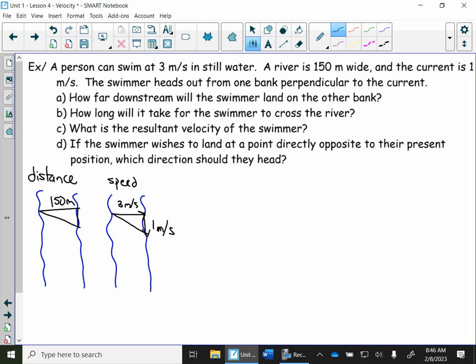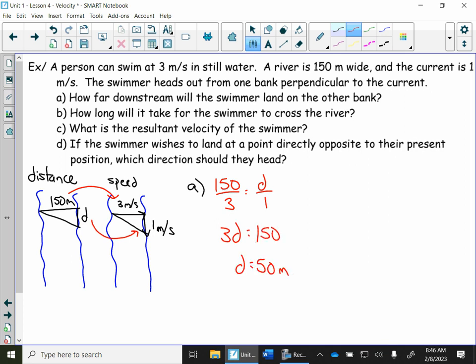Part A says how far downstream will the swimmer land on the other bank? Well, that's this distance that they're going to end up because the current has pushed them down there. I can solve that by doing 150 over 3 equals d over 1, because those are matching sides. If we cross multiply, 3d is 150, divide by 3, and they're going to end up 50 meters downstream.